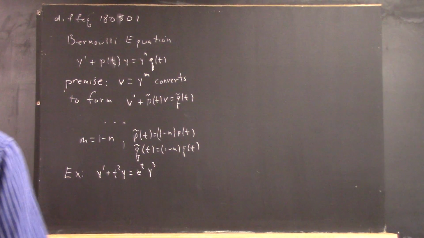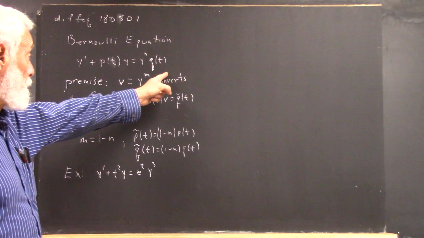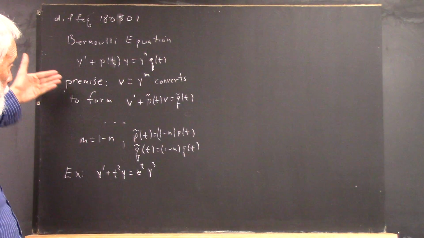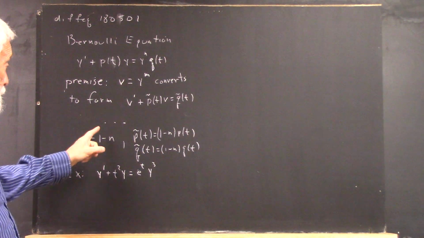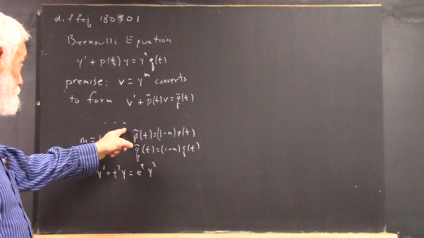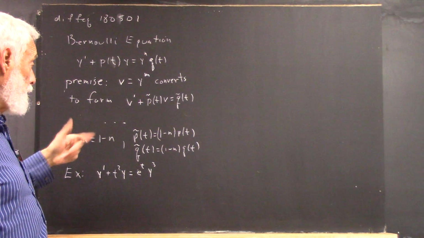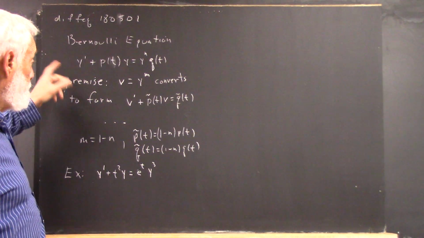Okay, little review. Question came up about the Bernoulli equation. Here's a form of a Bernoulli equation. And it's important to understand your premise and the conclusion you get out of the premise. The dots need to be filled in. We're not going to take the time to do that now. We worked that out rather thoroughly back in January.